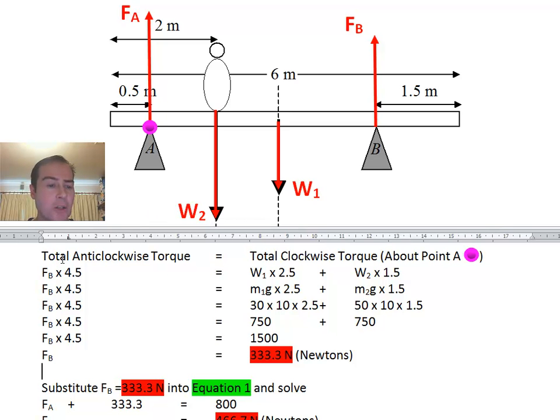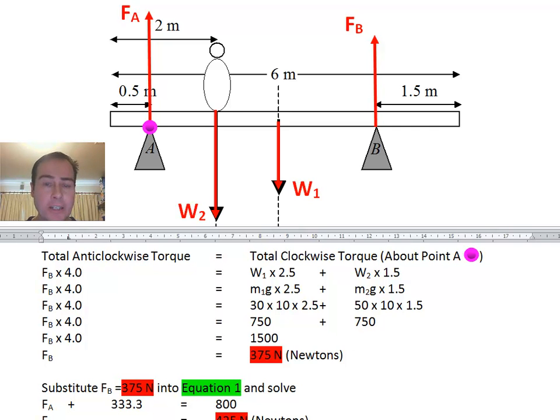So, our anti-clockwise torque in this case is just provided by force B times the distance from force B to our point of rotation. Now it's not directly shown as a distance on our diagram, but we can infer it from the distances given. The distance between the two supports in this case would be 6 meters. Take away 1.5, take away another half, so that would be a distance of 4 meters from our point of rotation.